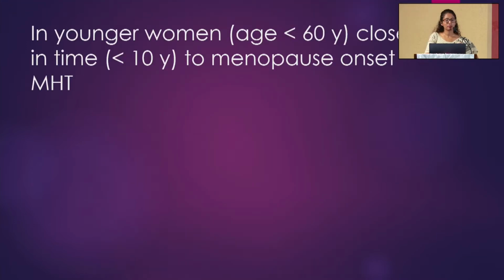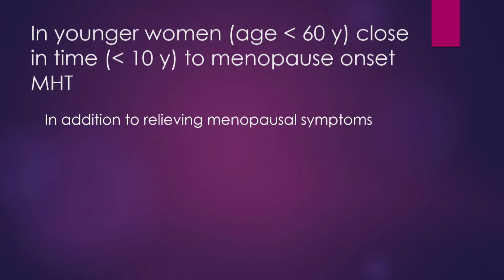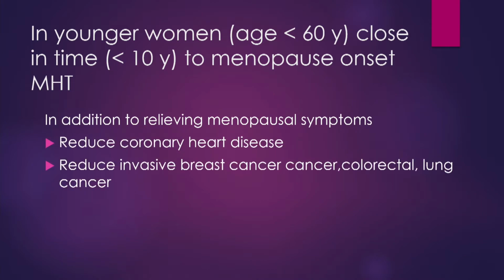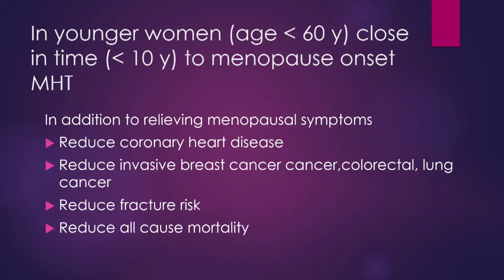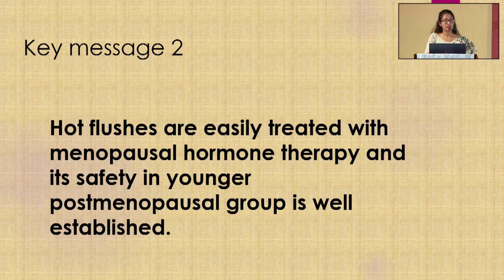In younger women, that means age less than 60 years, who are closer in time to menopause onset, that means less than 10 years since menopause, menopausal hormone therapy, in addition to relieving menopausal symptoms, reduces coronary heart disease, reduces invasive breast cancer and other cancers, reduces fracture risk, and reduces all-cause mortality. So this brings us to my second key message: hot flushes are easily treated with menopausal hormone therapy, and its safety in younger postmenopausal groups is well established.